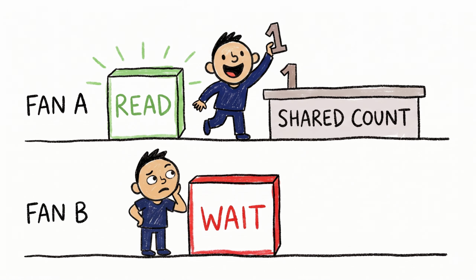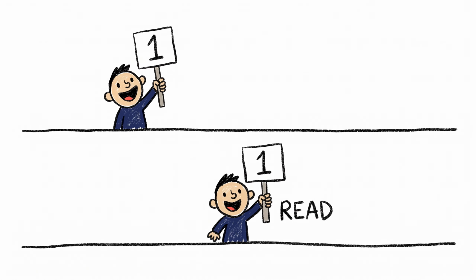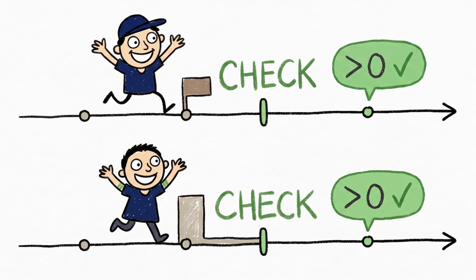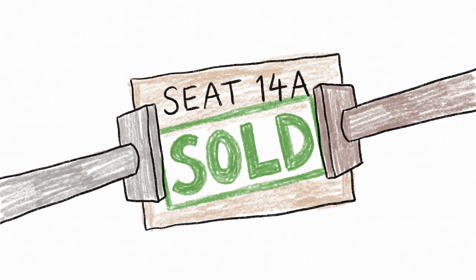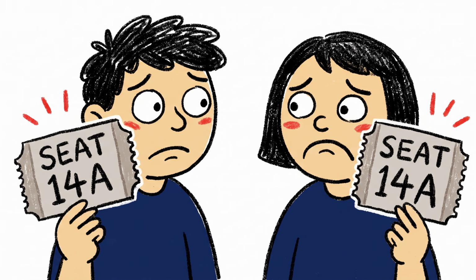Fan A's request reads the count, 1 left. But before it gets any further, Fan B's request reads 2 and also sees 1 left. Both now think they've got the last ticket. They both check. More than 0? Yes. They both subtract 1. They both confirm the sale. And the seat that existed exactly once is now sold to 2 different people. Seat 14A has 2 owners.